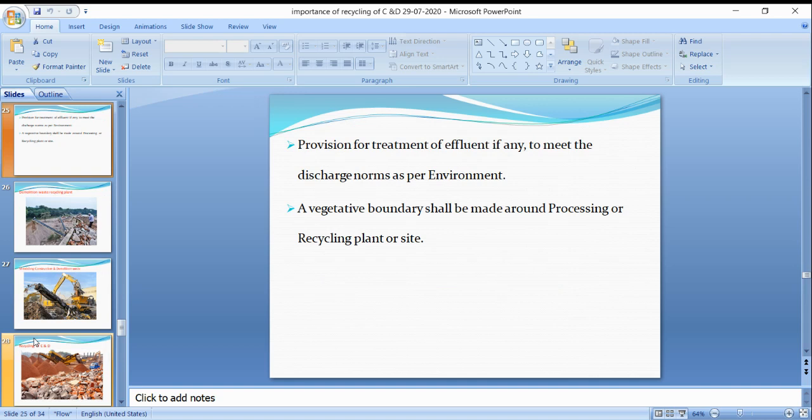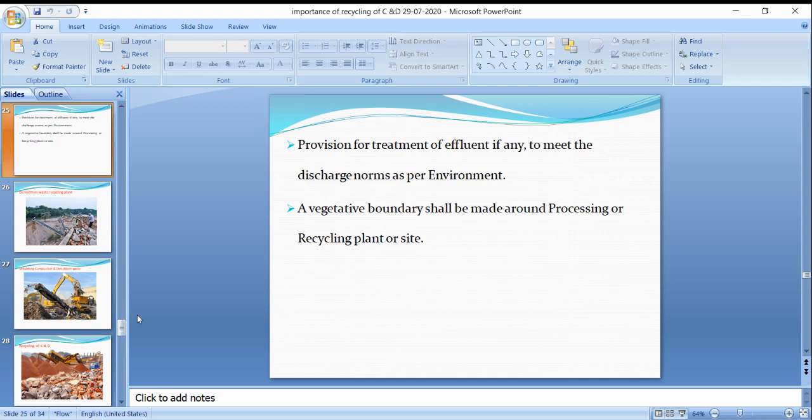Provision for treatment of effluent, if any, to meet the discharge norms as per the environment. So at the treatment process, if any effluent or liquid is coming, that should be treated as per the norms, so that it should not create any problem to the environment.